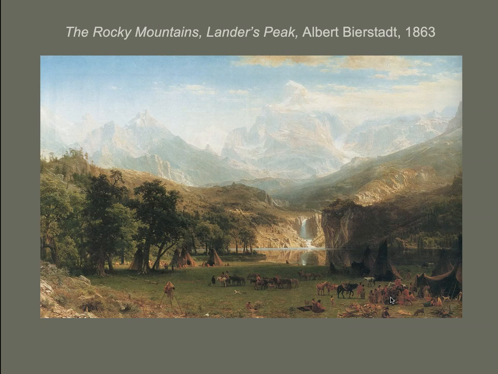Then we have atmospheric perspective, and this is used a lot of the times in landscape paintings to create a sense of deep space. And this is where the atmosphere is going to become bluer or hazy as you go further back into the distance. And that's because the particles suspended in the atmosphere are going to scatter light. If you're out in the country sometime and you look far off into the distance, you're going to notice that things seem hazier as they get further back. And that is because of all those particles in the atmosphere. So this is a good example of that, the Rocky Mountains by Bierstadt from 1863.